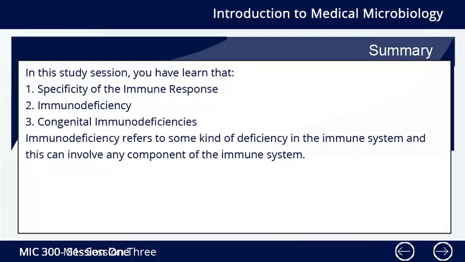Summary of Study Session 3. In this study session, you've learned that firstly, specificity of immune response. Cell-mediated immunity and antibody are both highly specific for the invading organism. Then 2, immunodeficiency. There are several disorders traced to deficiencies of the immune system or dysfunction of the system. Then number 3, congenital immunodeficiencies, which can be B cell deficiency or X-linked hypogammaglobulinemia, that is Bruton's agammaglobulinemia.